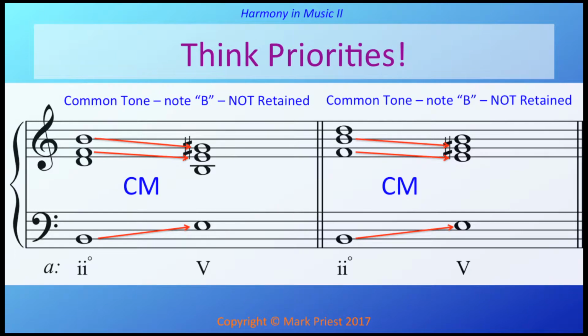Here it is a question of priorities. The no melodic augmented intervals rule is practically an absolute in 4-part vocal writing. Notice that we don't retain the common tone, the note B, in the same voice. We move the B to a different voice. So to connect 2 diminished and 5 in minor, use contrary motion.